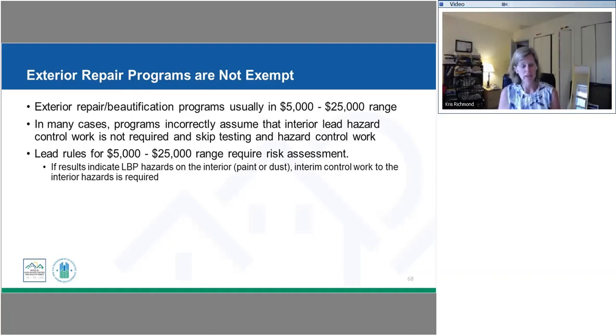So if you're a grantee who's undertaking a beautification program or some type of exterior program, you really want to do a self-review of your program and make sure that you are following all of the lead safe housing rule, in particular Subpart J for rehab.